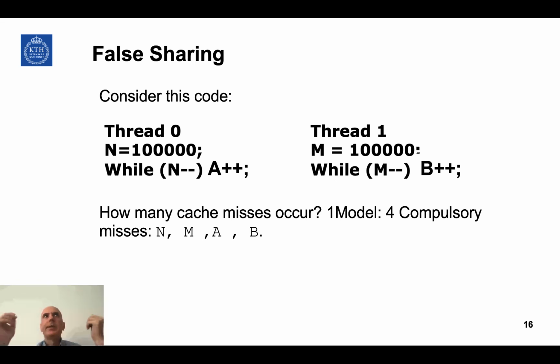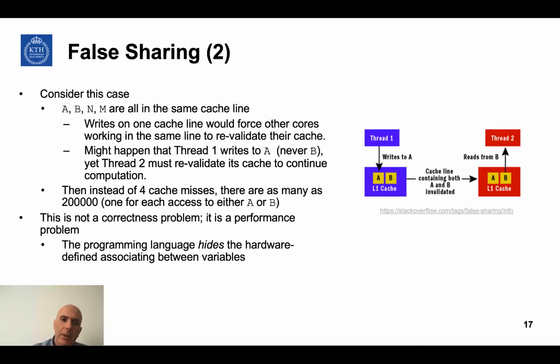So the question is, how many times do cache misses occur? Well, with a simple model, what probably comes to mind is that we pay the cost of only the compulsory misses for N, M, A and B, right? That would be very nice, because we have A and B in the cache and we don't need to spend any time going to main memory. However, it is not really like that.